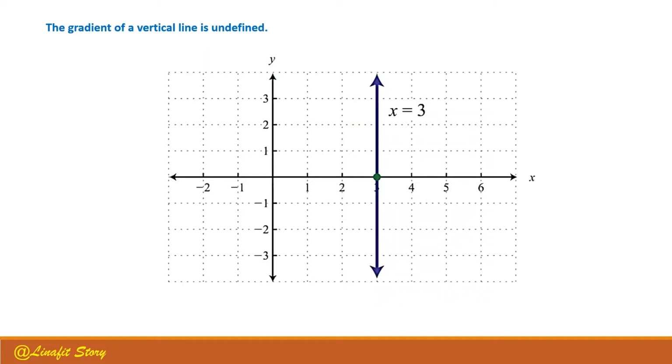Now, go to the next question. Remember that the gradient of a vertical line is undefined. So, the vertical line graph above has an x-intercept (3, 0) and no y-intercept. So, the equation is x is equal to 3.